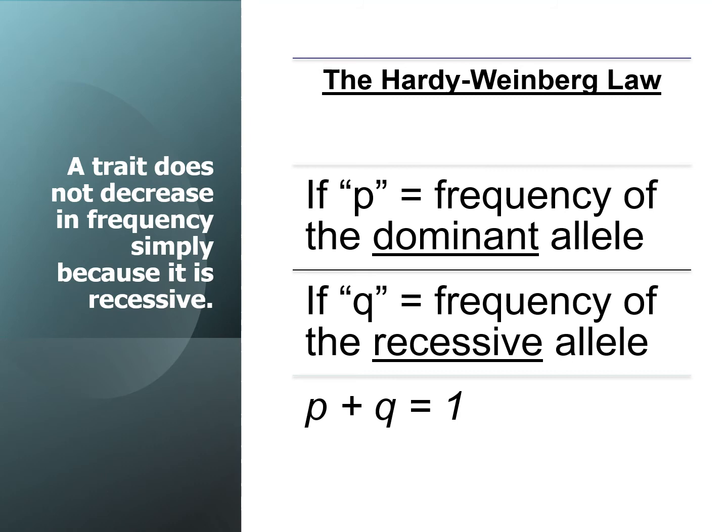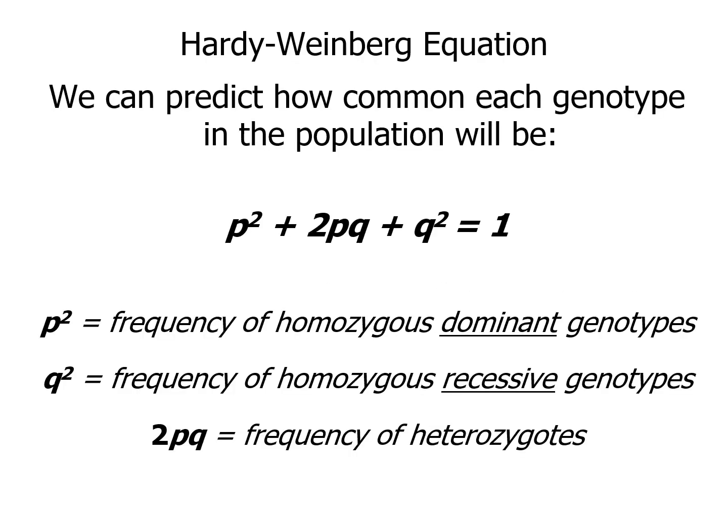They went a step further, and they came up with the Hardy-Weinberg equation, or the Hardy-Weinberg equilibrium, as it's sometimes known. This is a way that we can predict how common each genotype in the population will be, while P plus Q equals 1 is talking about the alleles, specifically the dominant versus the recessive allele. This particular equation has P squared plus 2PQ plus Q squared equals 1.